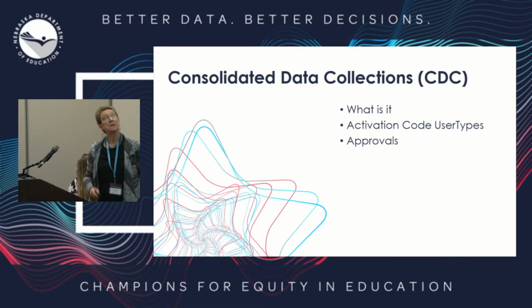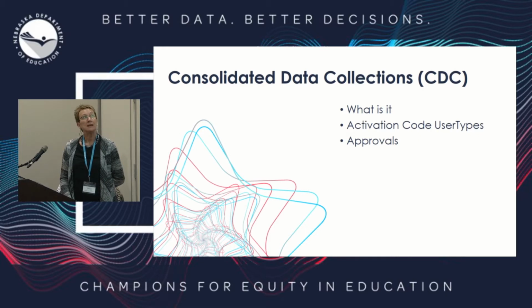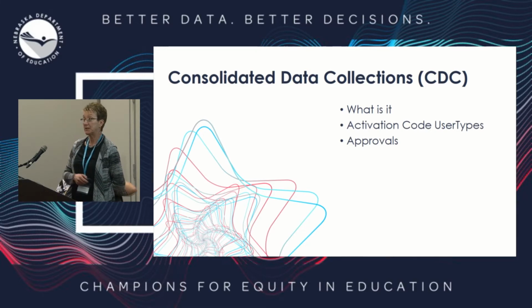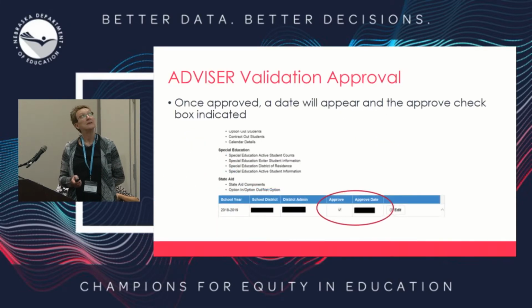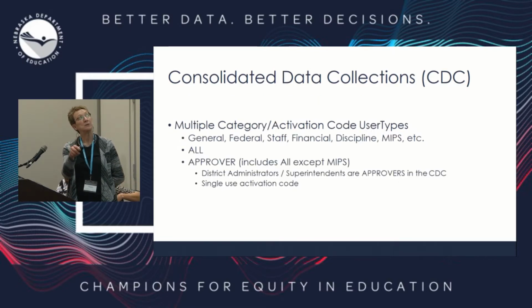Okay, so now we're going to talk about the CDC, the Consolidated Data Collection. We're going to talk about what it is, activation code user types, and the approvals on the individual collections. The CDC Consolidated Data Collection is located under your Data Collections tab in your portal. Click on the actual collection name to get into the collection.